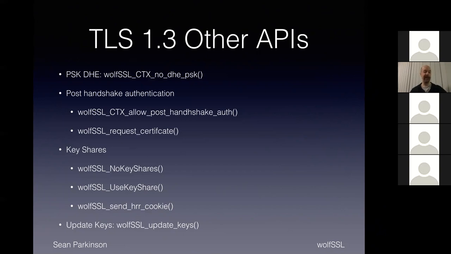There's also an API called wolfSSL send HR cookie, which on the server side includes a cookie which contains information about the previous client hello, so that it can be detected that this is a replay of the client hello in response to a hello retry request. So this is an extra security measure that's been added, and it's available through this wolfSSL send HR cookie.